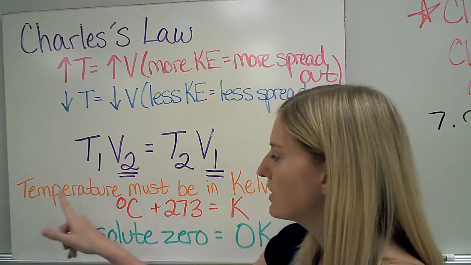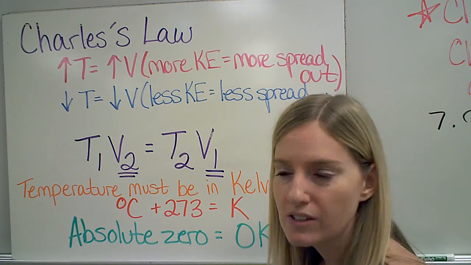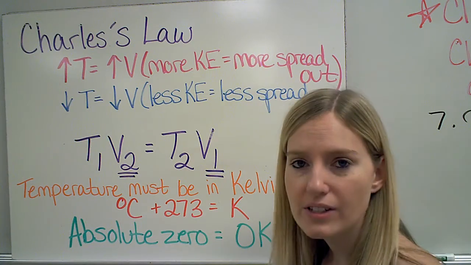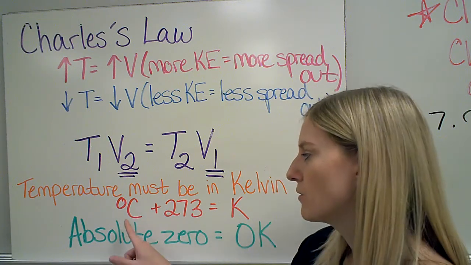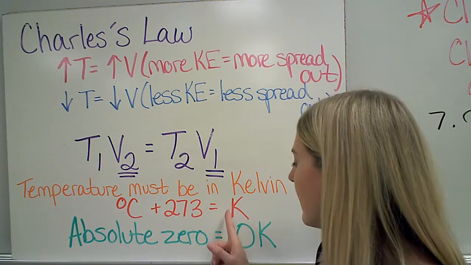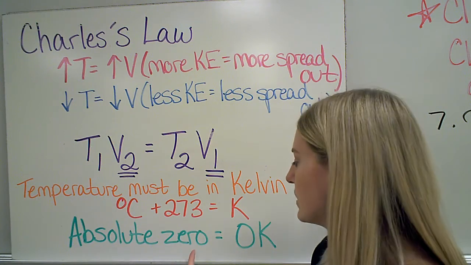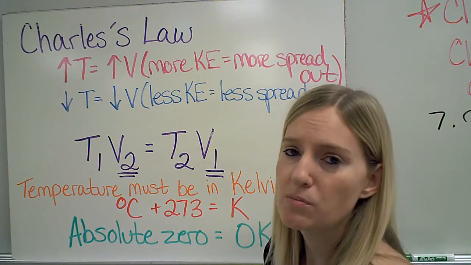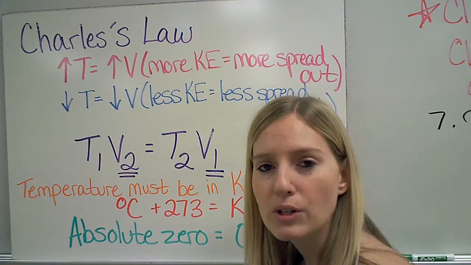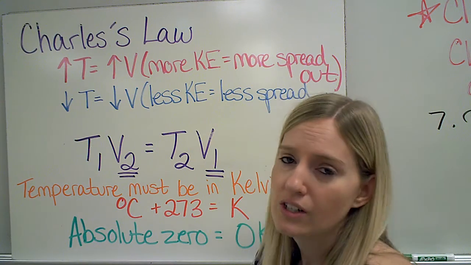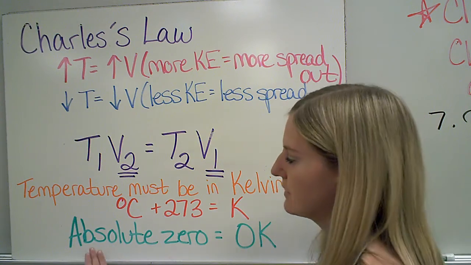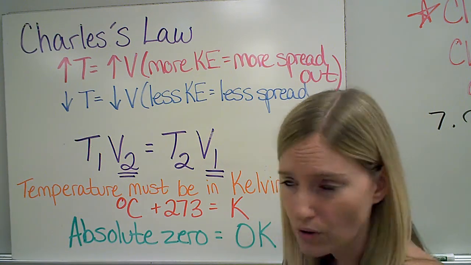When I have these problems, the temperature has to be in the unit of Kelvin. So for Celsius, all I have to do is add 273 to the temperature in degrees Celsius to get what it would be in Kelvin. And then 0 Kelvin is what we call absolute zero. This is a temperature at which scientists believe that all motion of the particles would completely stop, which we know from our kinetic theory of matter shouldn't technically happen. So basically the idea is that absolute zero is extremely cold.